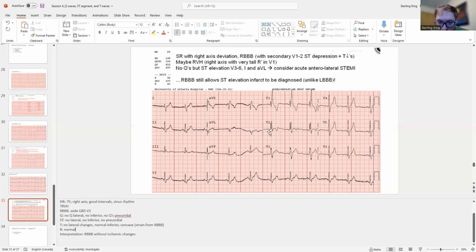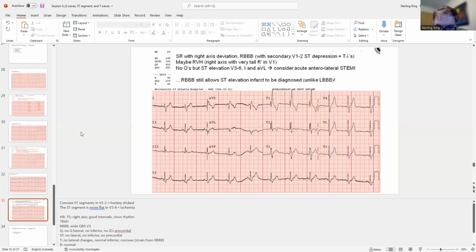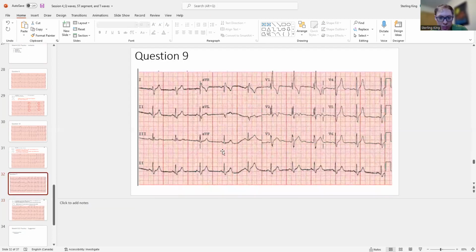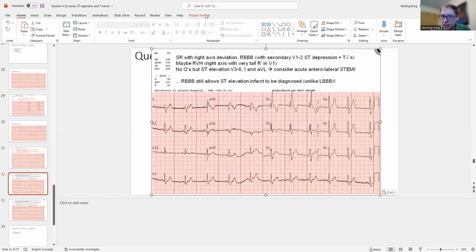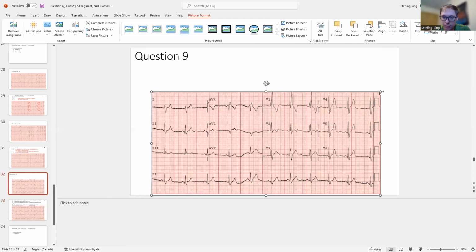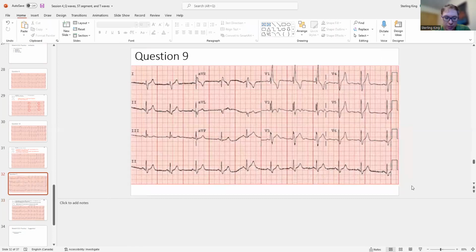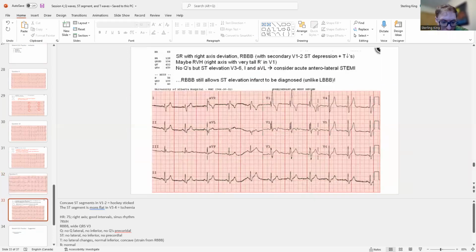But ST elevation V3 through 6. I wonder if, honestly, it could even just be the quality of the ECG. This answer has a way better ECG than the question. I'm going to take this one and put it over here because that is way more clear. All right, so they're saying it's way more obvious with a much clearer ECG than that last one, that this ST is a little bit higher. I mean, yeah, but subtle.